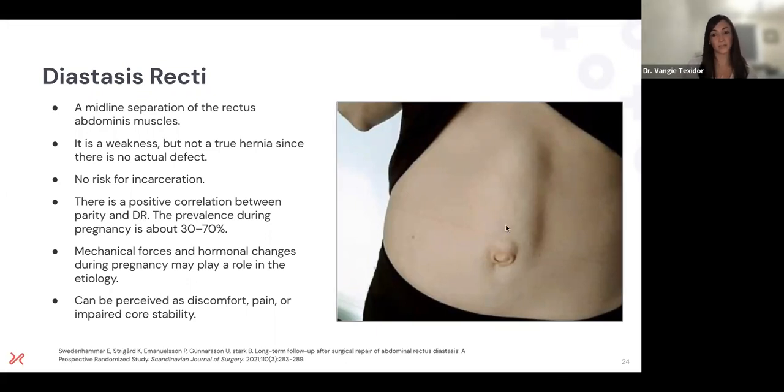Obviously there's a high association between pregnancy and getting a diastasis. They think there's a hormonal component that might play a role in this. And I see a lot of times obese people, mainly female and male, but a lot of times male, with large ones.